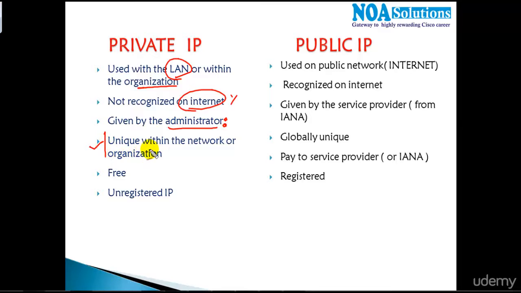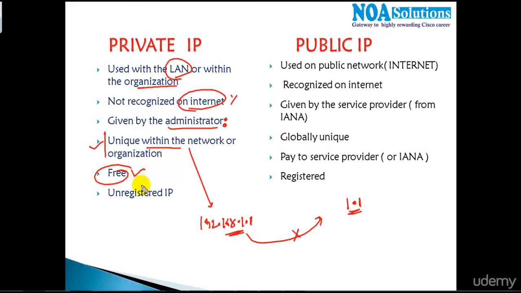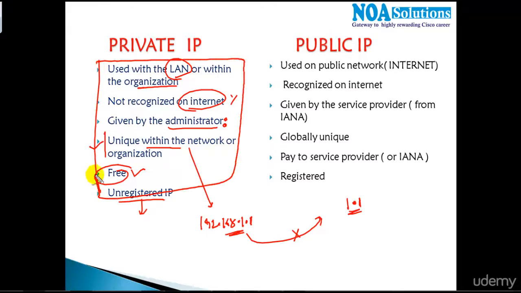It will be unique but within my organization, which means if I'm using 192.168.1.1, there might be some user in a different country or different region or different organization also using the same IP. So there won't be any problem because we are not talking to each other directly. And they are like free IPs. You don't need to register. They are unregistered IP addresses. Okay, so within the LAN, within your company, if you're planning or designing any networks, we can use these private networks. Okay, so private addresses.